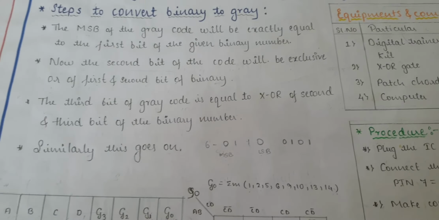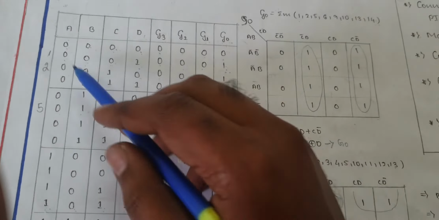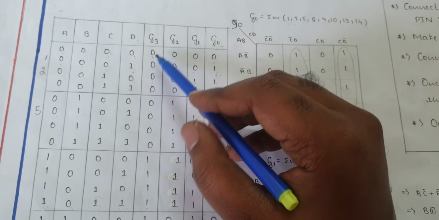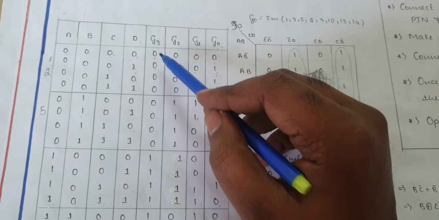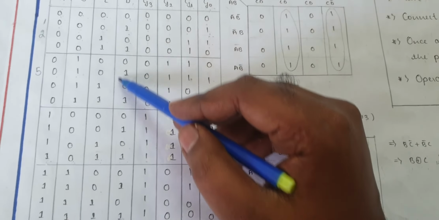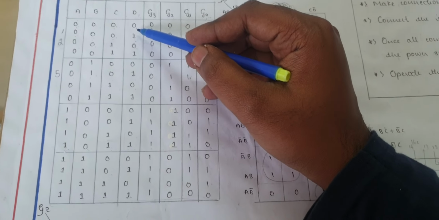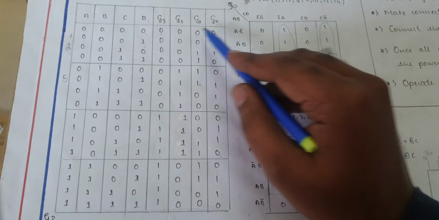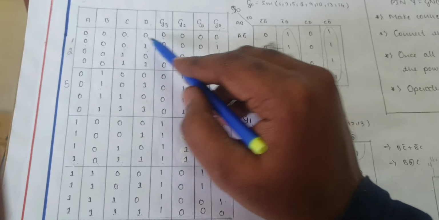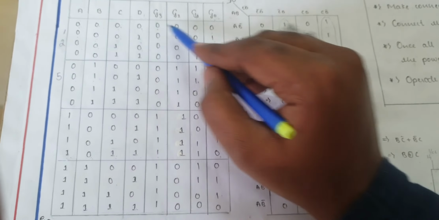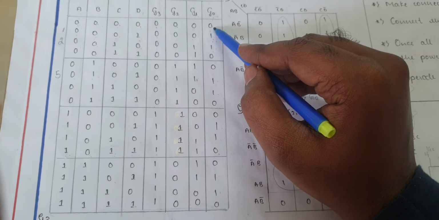I have taken 4 variables A, B, C, D. The output will again be 4 bits, G0, G1, G2, G3, which is my gray code. There are 16 possible combinations of inputs, starting from 0, 0, 0, 0 to 1, 1, 1, 1. Let's take the first one, 0. How to convert this into gray code? Your 0 remains the same. 0 XOR 0 is 0. 0 XOR 0 is 0. 0 XOR 0 is 0.